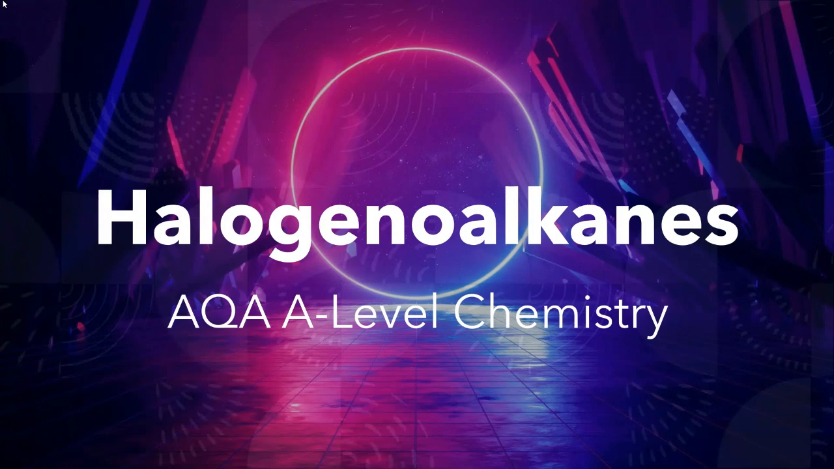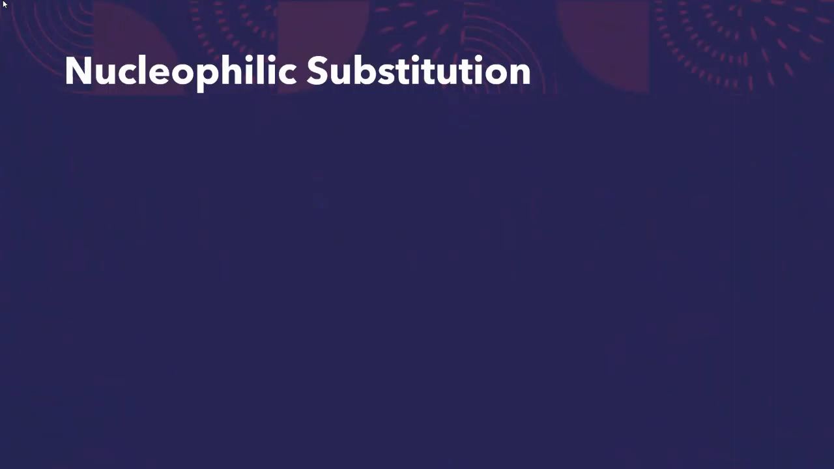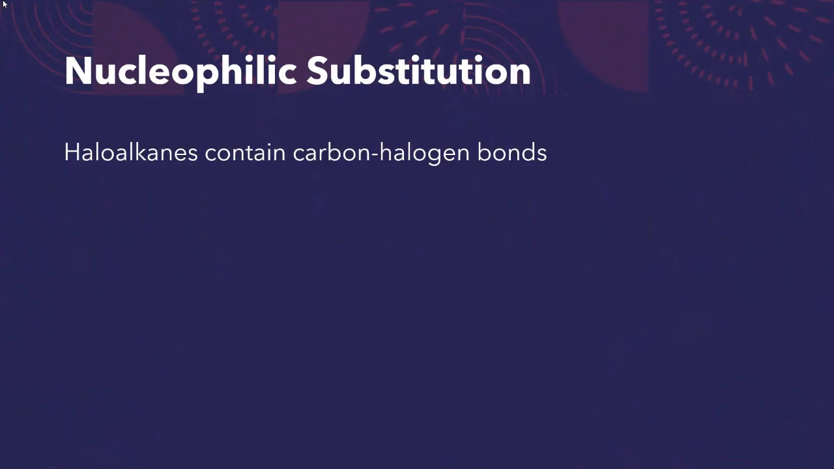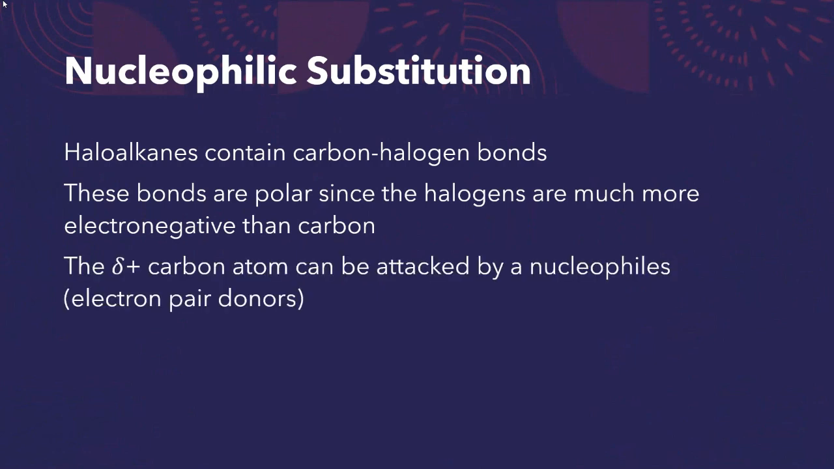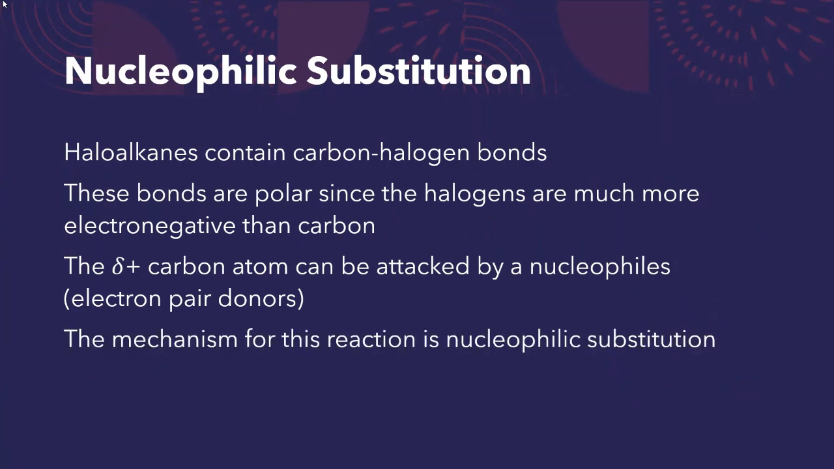Okay, so today we're going to be looking at haloalkanes for A-level chemistry. Haloalkanes contain carbon-halogen bonds, and these bonds are polar, since the halogens are much more electronegative than carbon. This means the carbon is delta positive, and so it can be attacked by nucleophiles. Nucleophiles are electron pair donors, and the mechanism for this reaction is nucleophilic substitution.